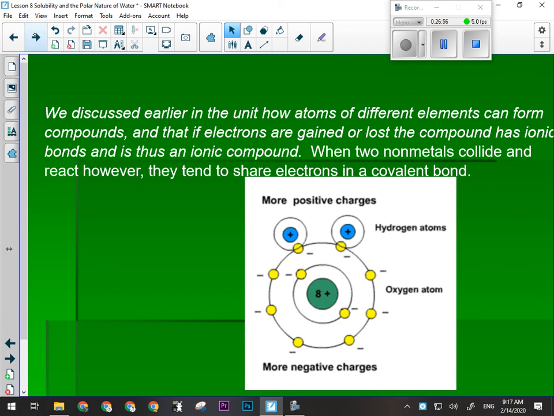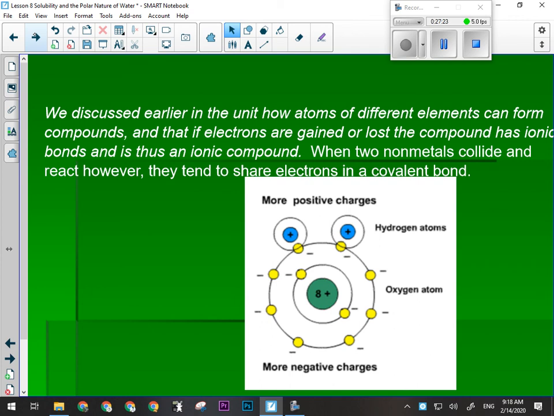And for water, that means that one end of the molecule is positively charged and the other is negatively charged. The reason for that is that the sharing of the electrons isn't equal. Hydrogen shares its electron with oxygen, but oxygen doesn't share it back very well. The electrons spend way more time around oxygen than they do around the hydrogen atom.